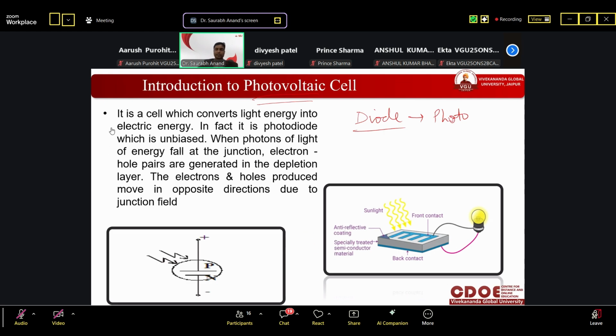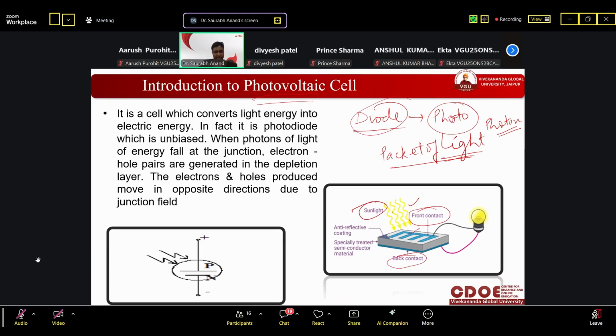So this type of diode depends upon the photo, and photo is the light, right? It depends upon the packet of light, and a packet of light is known as a photon. So you can see here that this is the sunlight, and it is falling on this surface, and this surface has a front contact, which is metal, and this is the back contact, which is also metal.